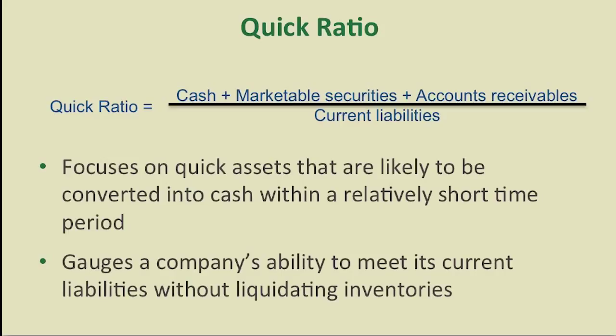This ratio is a more stringent test of the firm's capability to pay off current liabilities. We also call it the acid test. And when we calculate the numerator, we kick out other current assets, for example, inventory, because we don't believe inventory is as liquid as those three items of quick assets.